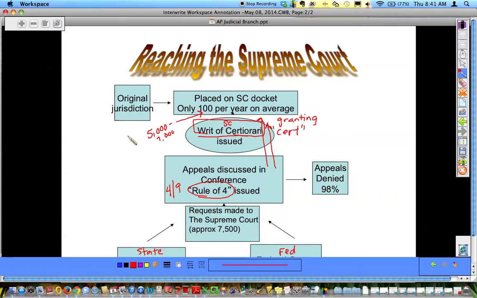Remember, this is not the justice's way of affirming the lower court. They just see either issues that are more pressing or it's not a constitutional issue that needs to be decided by the court at this time.